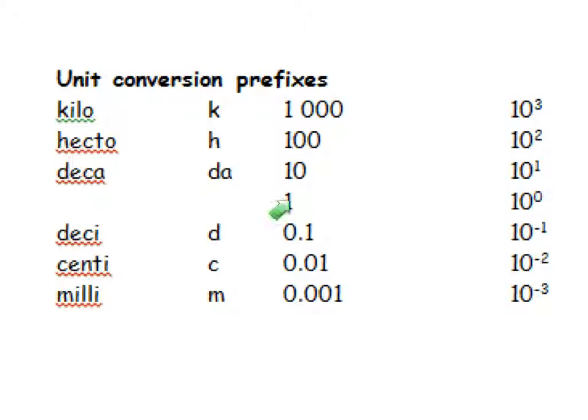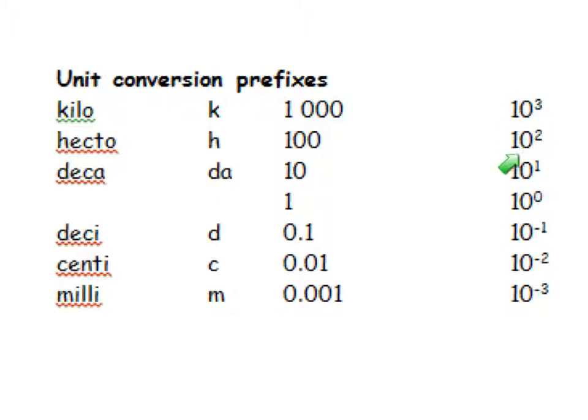I need 10 meters to make 1 decameter. I need 100 meters to make 1 hectometer, and I need 1,000 meters to make 1 kilometer. I need to divide 1 meter by 10 to get a decimeter. I need to divide 1 meter by 100 to get a centimeter. I need to divide 1 meter by 1,000 to get a millimeter.